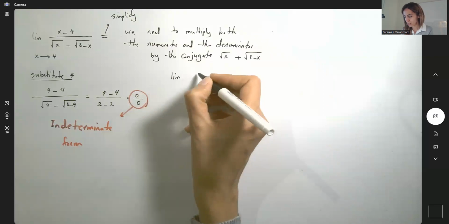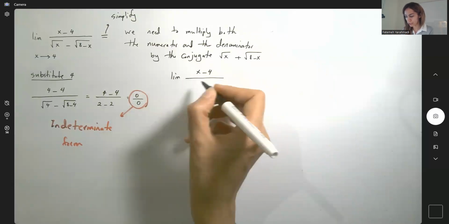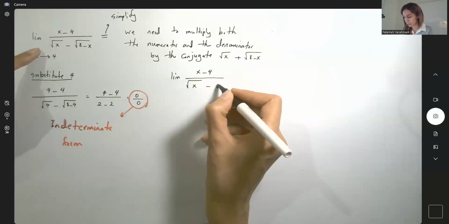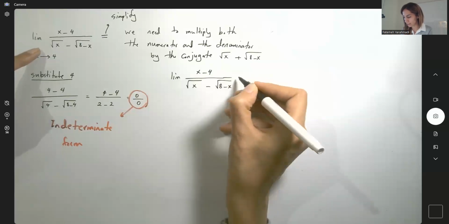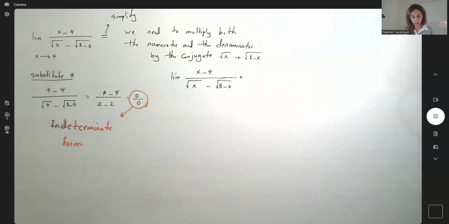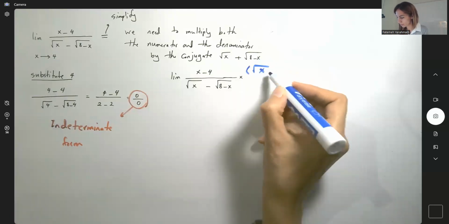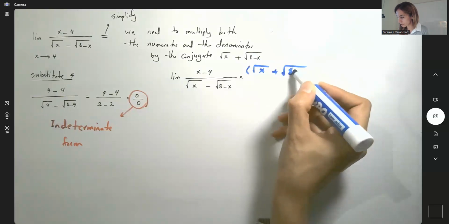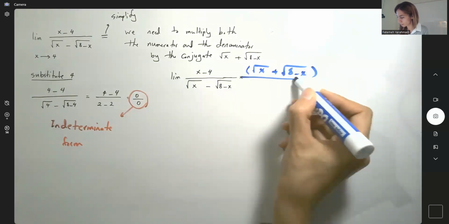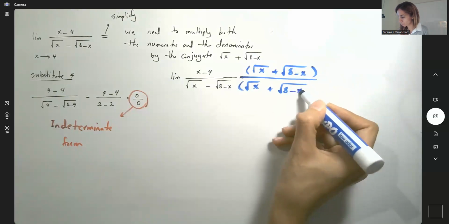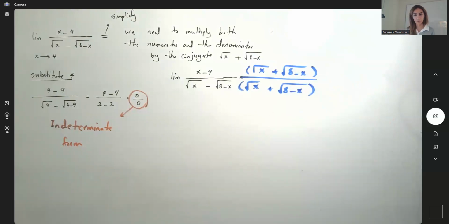So we have the limit of x minus 4 divided by square root of x minus square root of 8 minus x. I'm just copying the whole thing down. And then we're going to start doing multiplication. Multiplied by square root of x plus square root of 8 minus x divided by square root of x plus square root of 8 minus x as x approaches 4.